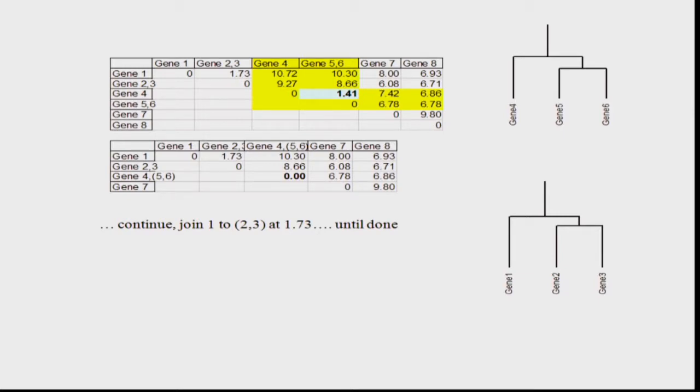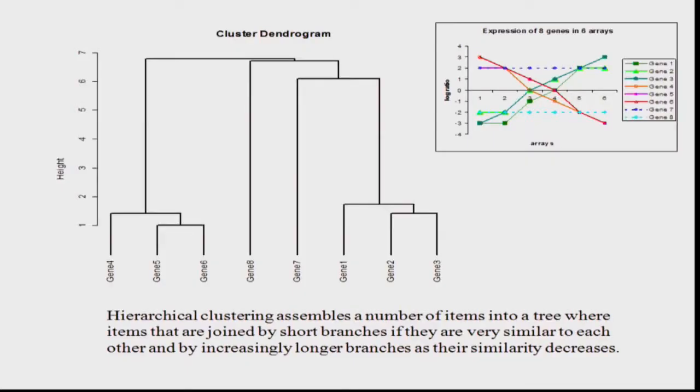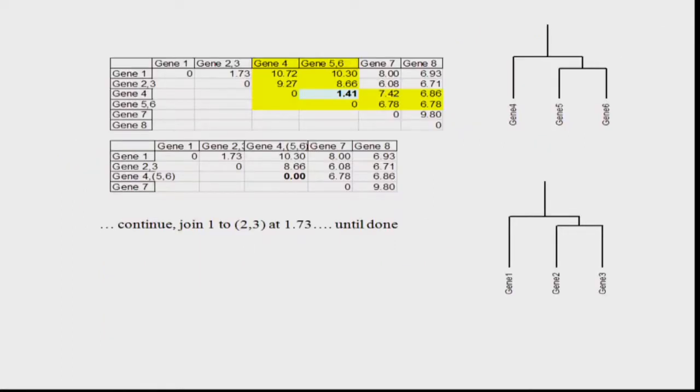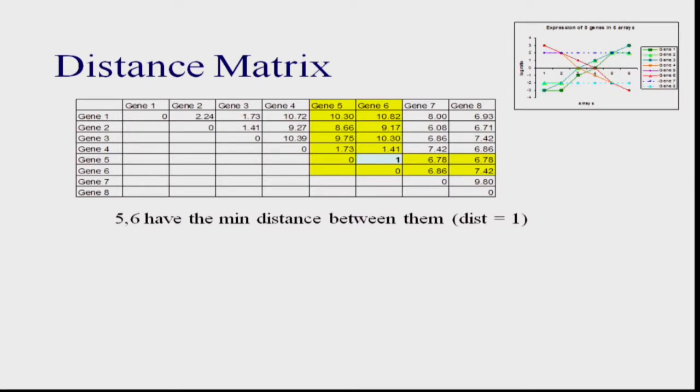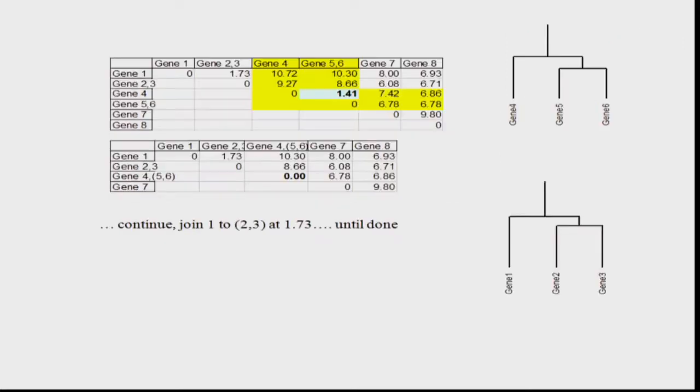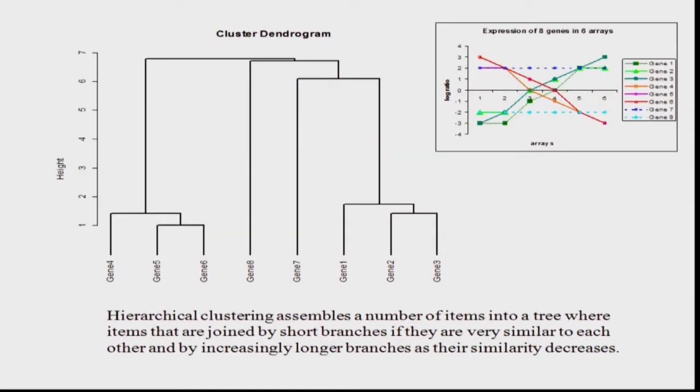Let me show you the tree. Be easier to see. So can you remember what was the first nodes we joined and what was the distance between them? 5 and 6. And so if you read off the tree, what's the number here? What was the next one we joined? We joined 4 to, and what was the distance? It was 1.41. Let me go back so you can see. It was 1.41. And so you read it off the tree.